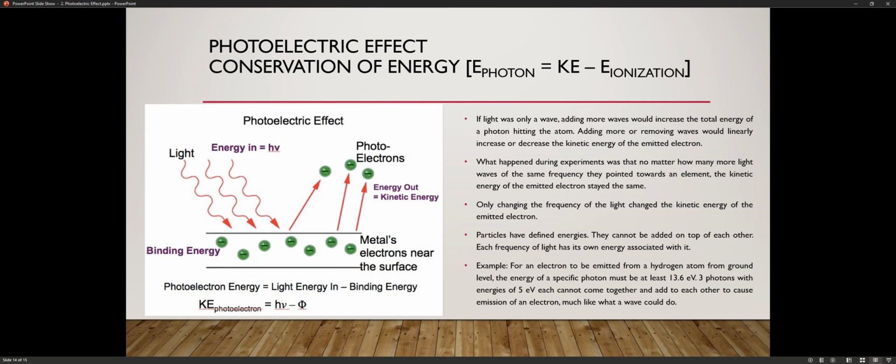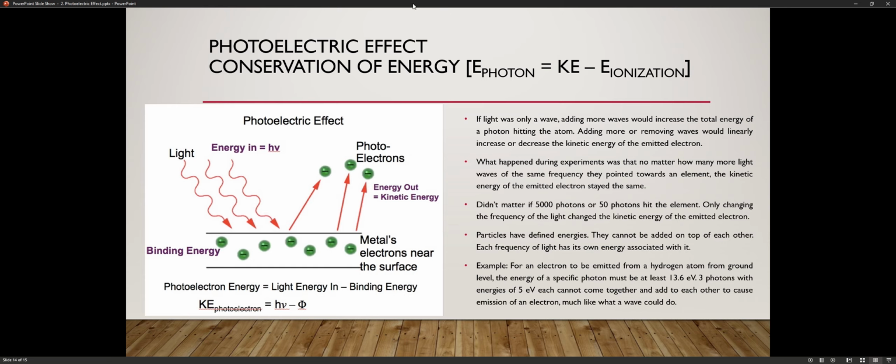But that didn't happen. In their experiment, increasing the amplitude of light, adding more light waves, did not increase the kinetic energy of the electrons emitted. No matter the intensity of light they shined on these electrons, the kinetic energy stayed constant. You could add 1,000 photons or 50 photons, and it didn't matter; the kinetic energy of the electrons was the same. It's just that if you shone 50 photons, fewer electrons would be emitted at a slower rate, but their kinetic energies were the same.